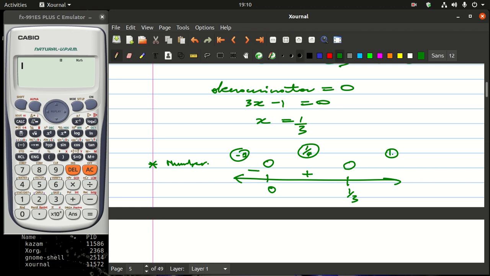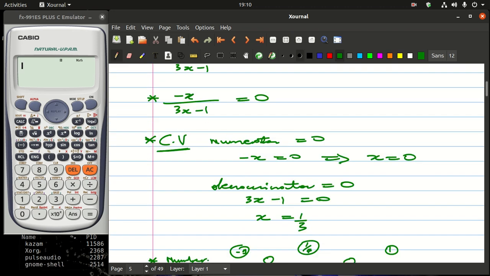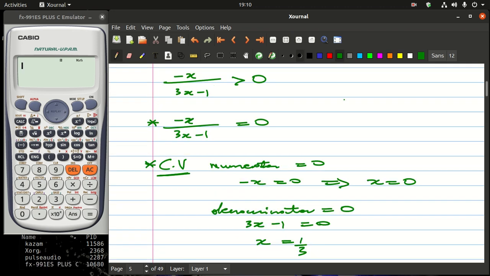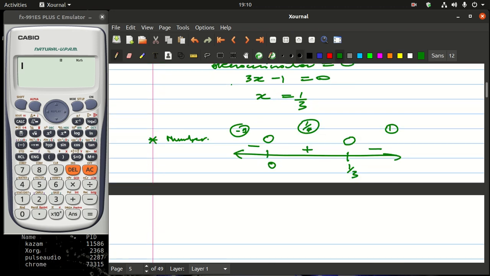If I plug in 1 here, I will get negative 1 in the numerator, which is negative. I plug in 1 here, I will get a 2, which is positive. So I have a negative divided by positive, which is a negative. So looking at this inequality, it is greater than 0, which means positive.